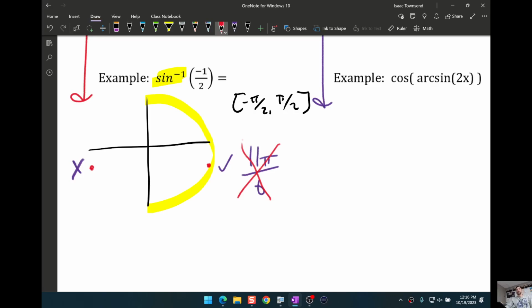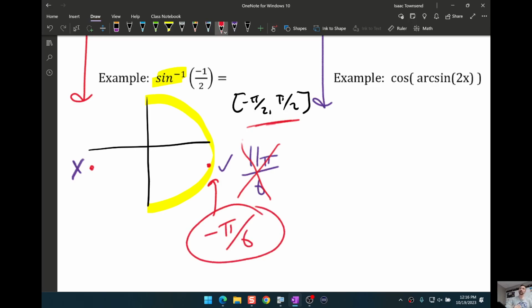But the last step in these question types that can be kind of tricky is your answer has to be within the range of these. So you can't call that 11 pi over 6. You need to name that same location that's between these two values. So what's a different name for that angle? Negative pi over 6. That's the one and only answer.